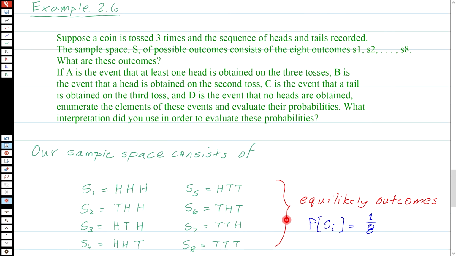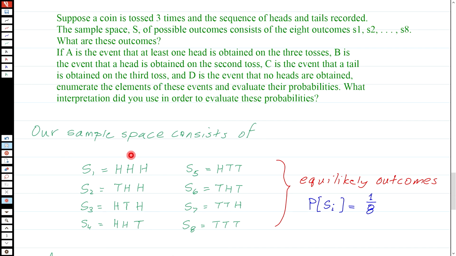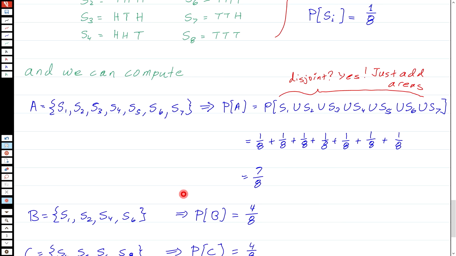What was B? B was the event that a head is obtained on the 2nd toss. So I go through here, I see there's a head on the 2nd toss, there's a head on the 2nd toss, here's another one, so S1, S2, S4, S6. So S1, S2, S4, S6 is what we should have. S1, S2, S4, S6, that's correct. Again, these are disjoint, so the probability of event B is just 1/8 plus 1/8 plus 1/8 plus 1/8, which is 4/8.